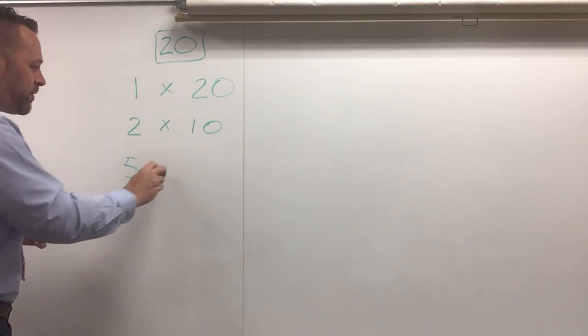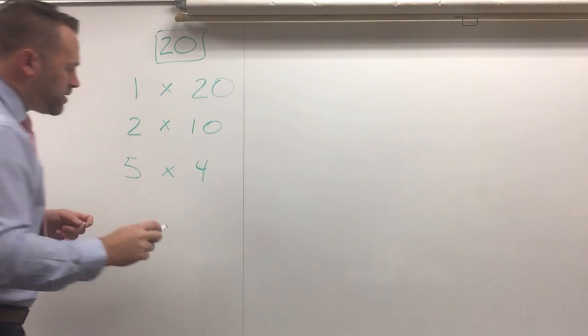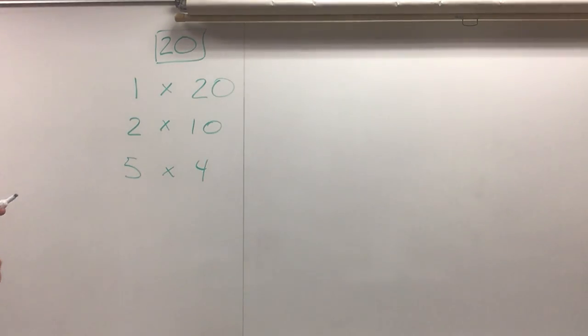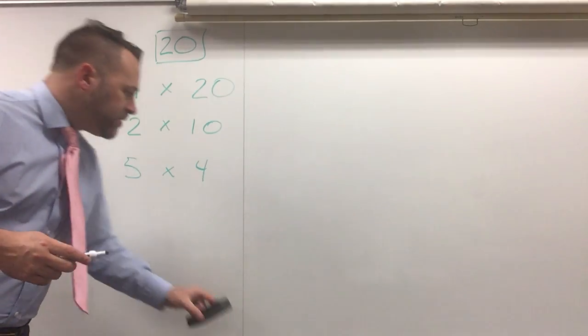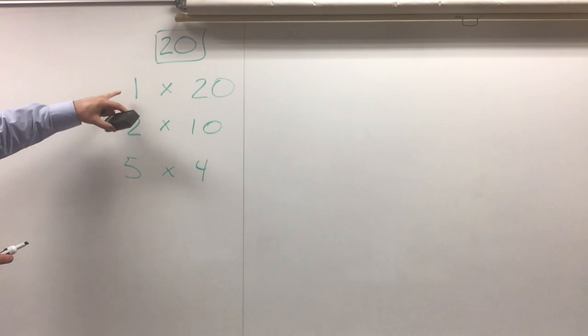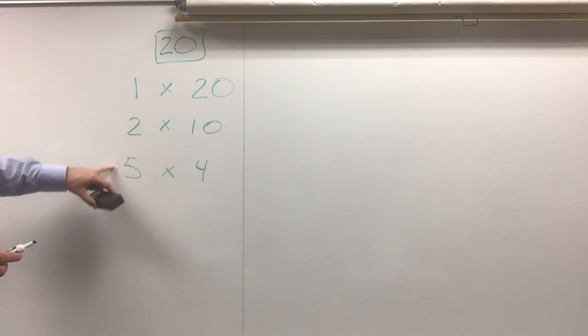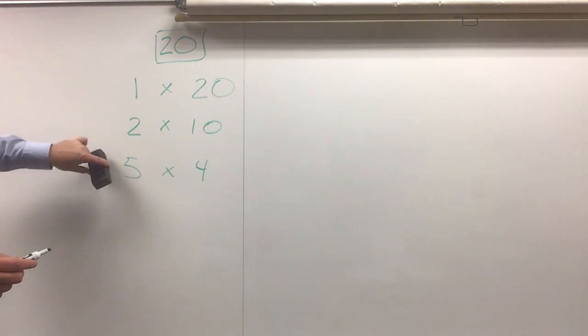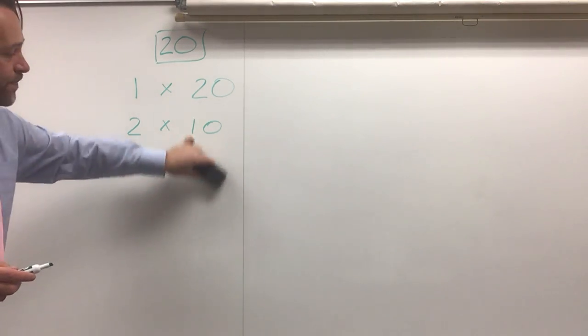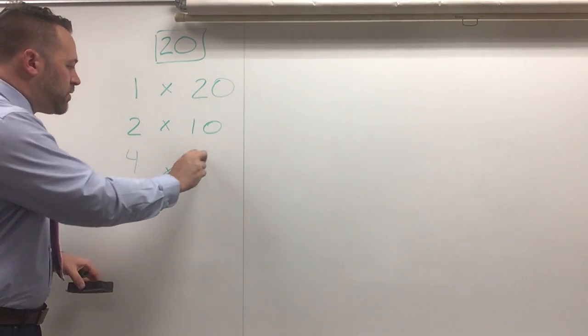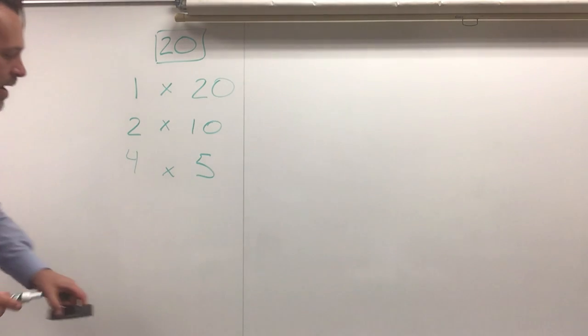So, should I write down 5 times 4? We just said 5 and 4, right? I don't want to do that because I want to keep my work organized. I'm going to go from the lowest number to the highest number. So instead of 5 times 4, write down 4 times 5, okay?